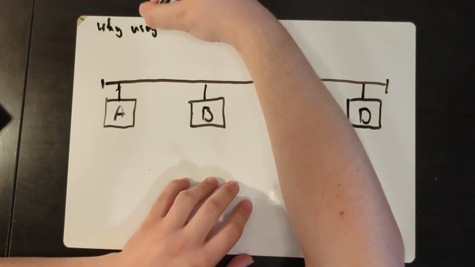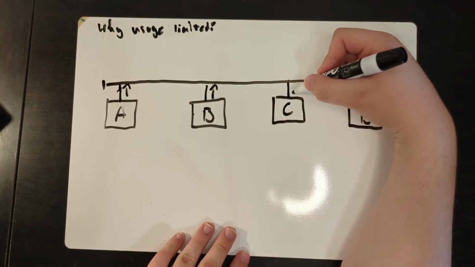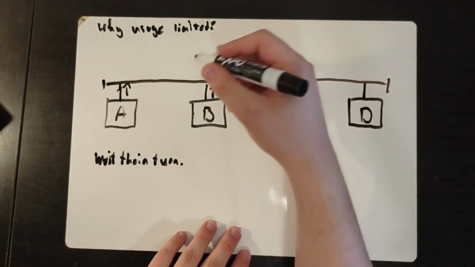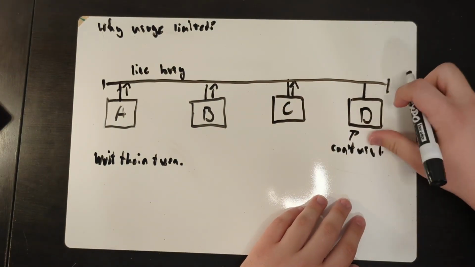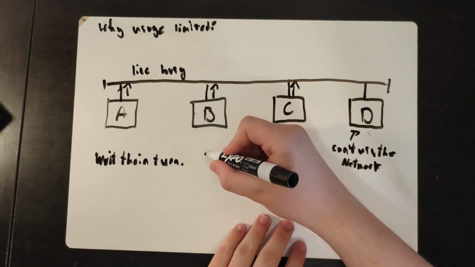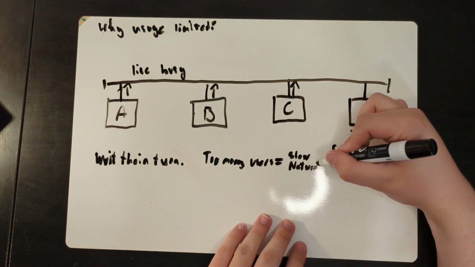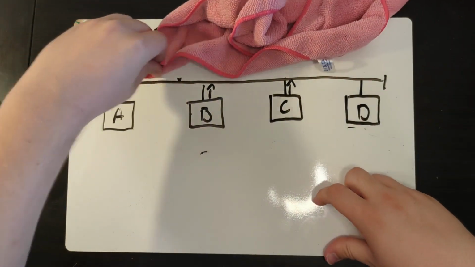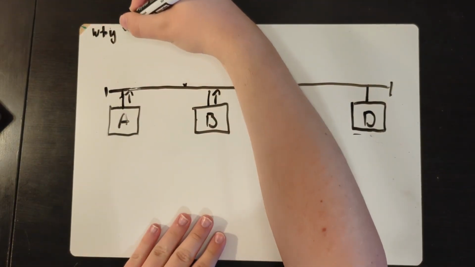So, why is Ethernet usage limited? On a simple level, if everyone is talking, you won't be able to talk either. Machines on a bus network have to wait their turn. If all three of these other machines are talking, then the line will be busy, and machine D won't be able to use the network at all. The more users you have, the slower your network becomes.